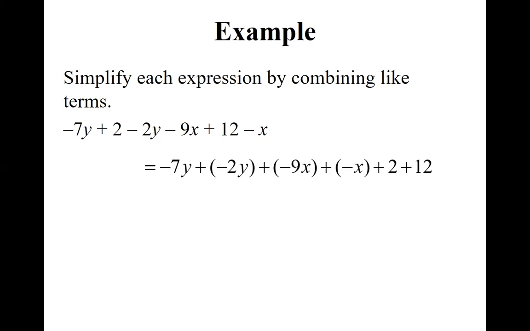Finally, 2 plus 12 is 14. And we wouldn't write it negative 10x plus negative 9y. We would simplify that because plus a negative is the definition of subtraction. So negative 10x minus 9y plus 14 is how we would write the final answer.